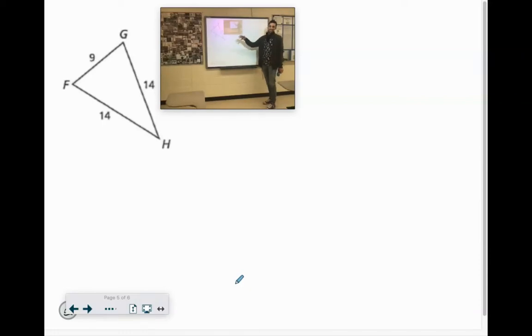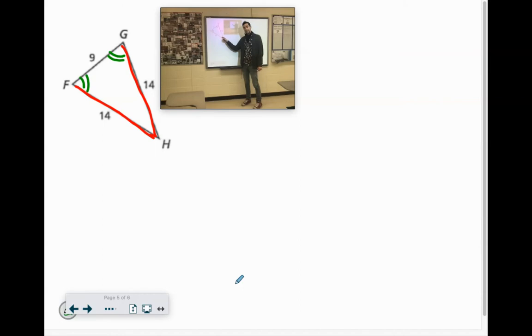Here we've got side, side, side. We don't have any of the angles. But if you think about some of your old geometry stuff, you might notice that these two sides are exactly the same, which is an isosceles triangle. And if you know anything about isosceles triangles, if these two sides are the same, that means these two angles will be the same. So if we can find one of those angles, then we can quickly find the other.